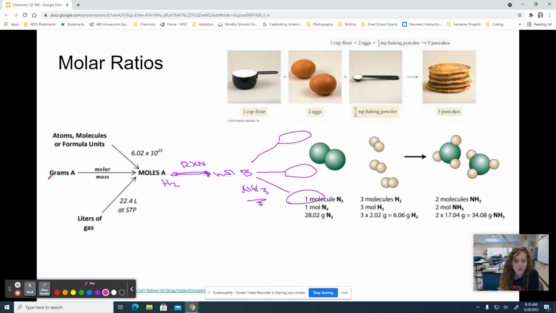Notice I could even go from grams of hydrogen to moles of hydrogen to moles of ammonia to grams of ammonia, right? It opens up my possibility. So we'll look at those possibilities another day. But for today, let me know what questions you have on this brand new and lovely ratio between moles of one thing to moles of something else.